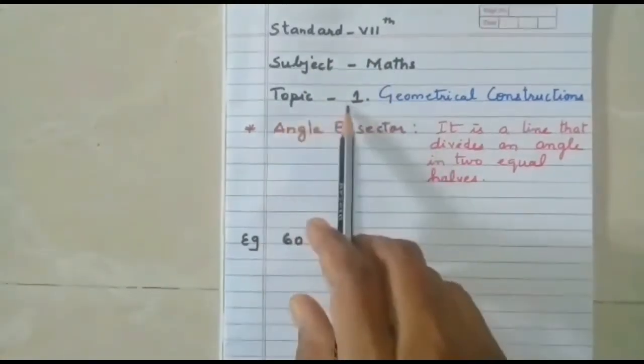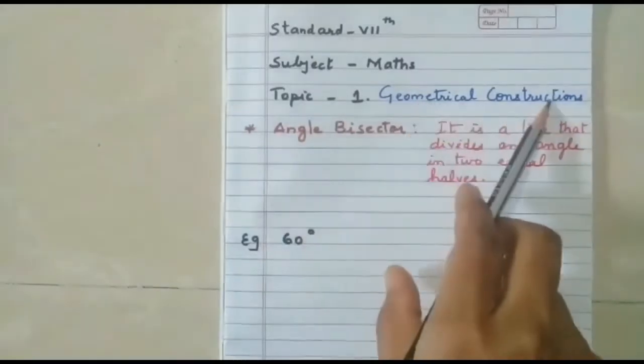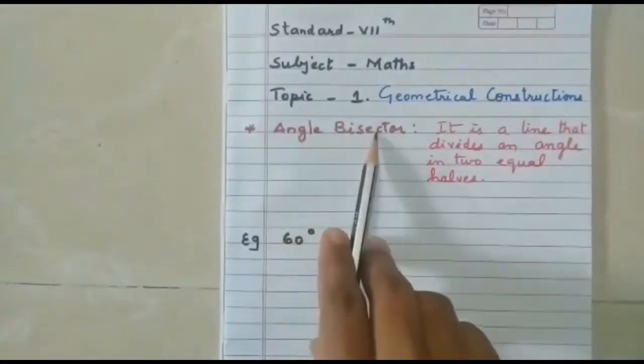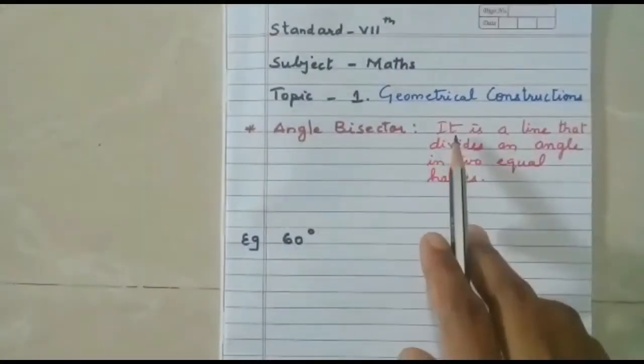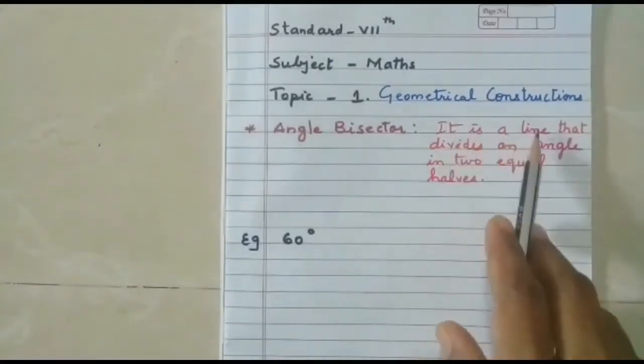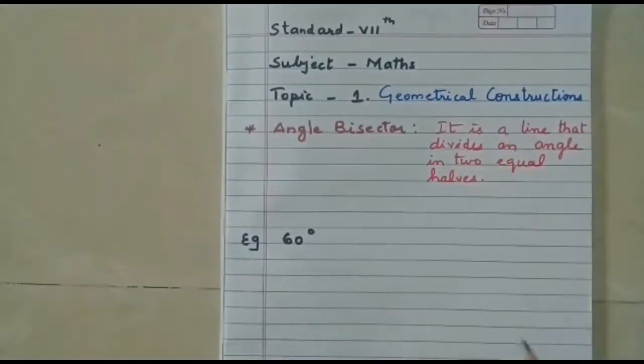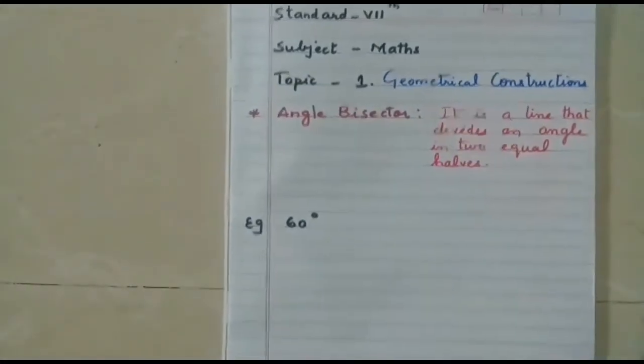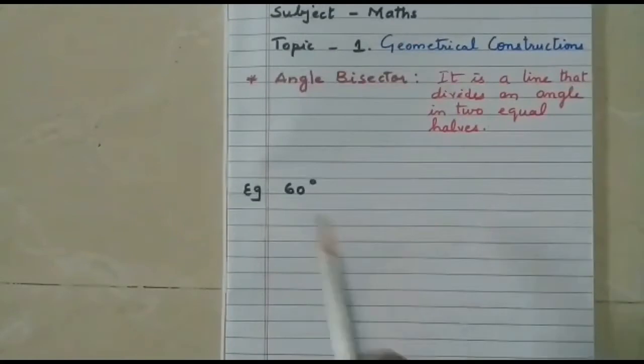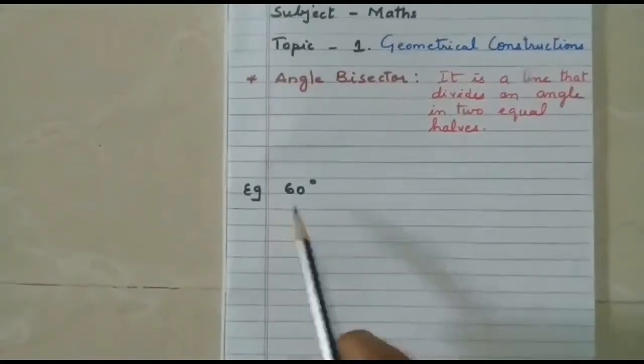I'll be starting with lesson number 1 and the name of the lesson is Geometrical Construction. Let me start with angle bisector. What it is? It is nothing but a line that divides an angle into two equal halves. Now I'll demonstrate how to construct an angle bisector for a given measure of 60 degrees.